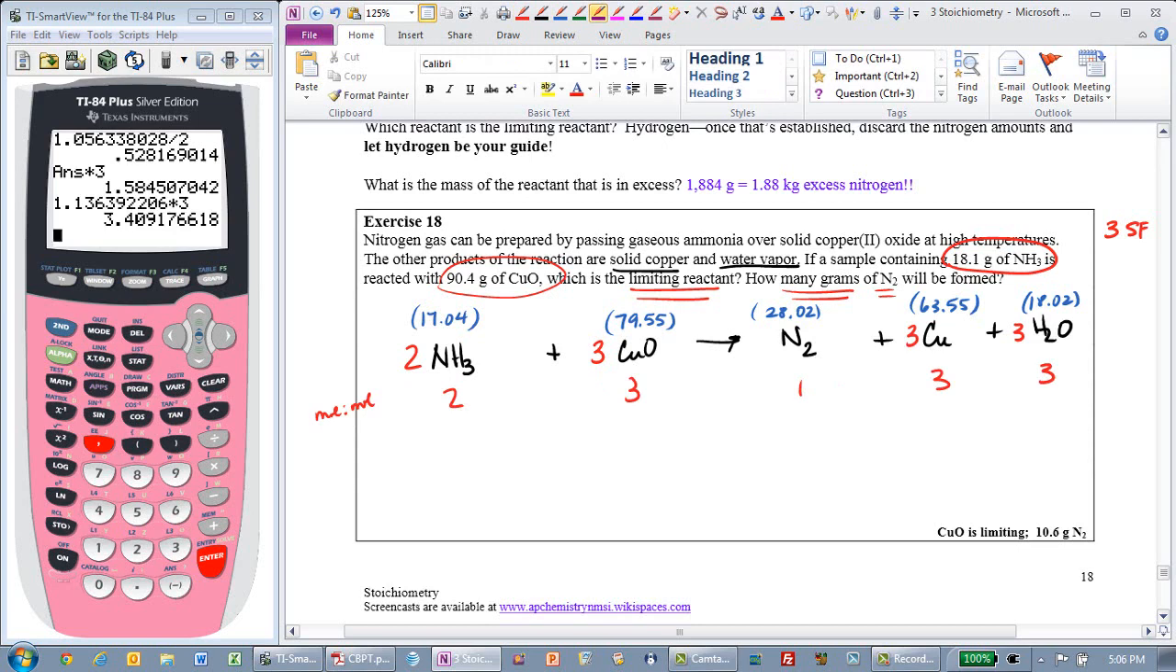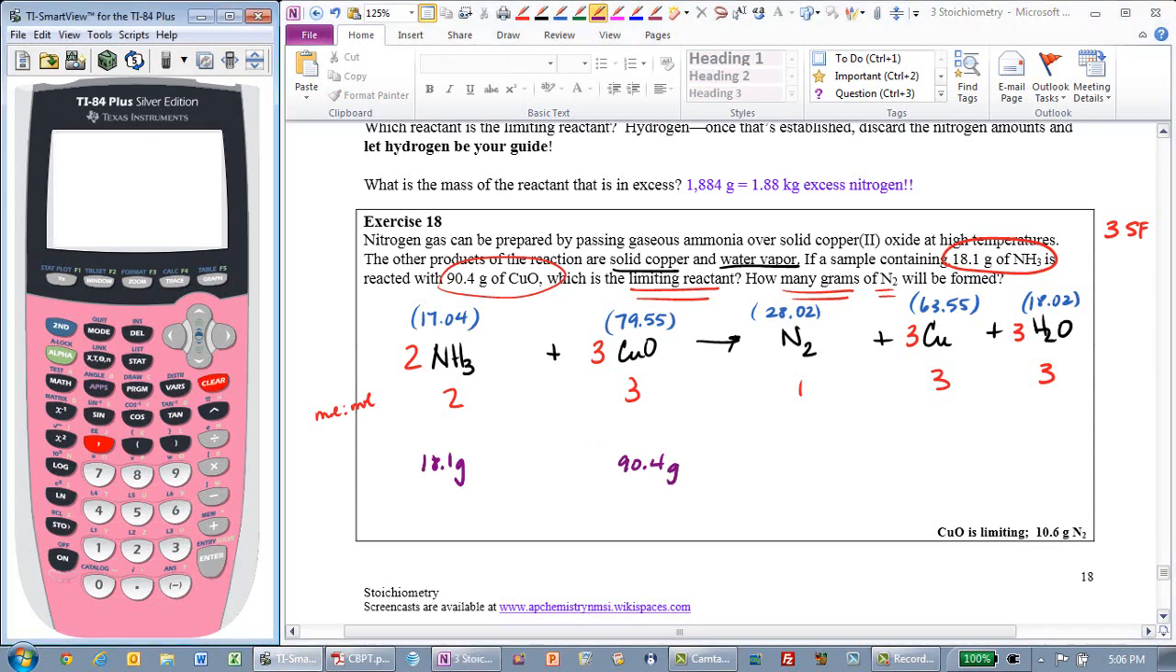All right, so we need to find the moles of something, anything. Let's find the moles of both of these things because they gave us 2 starting amounts. So I've got the 18.1 grams of ammonia, and I've got the 90.4 grams of CuO, copper 2 oxide, that is. Clear this out, and I've got 18.1 divided by 17.04, and that comes out to be 1.06 moles. I'm doing a different color for you, I'm doing green. 1.06 moles.